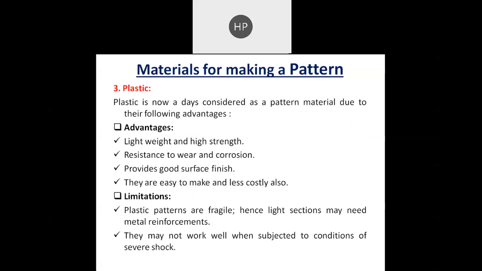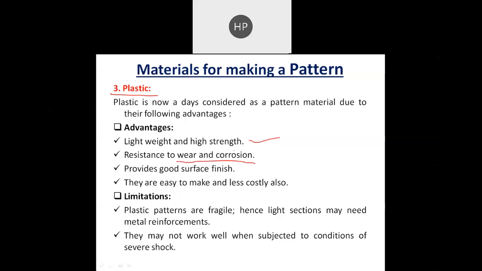Then the third material is plastic. As you know, nowadays plastic is one of the common materials used in many applications. And why is it used? Because it has certain advantages. First is that it has a lightweight and high strength. We know that plastic is very light and it has very high strength, so it can be used as a pattern material. Then resistance to wear and resistance to corrosion.